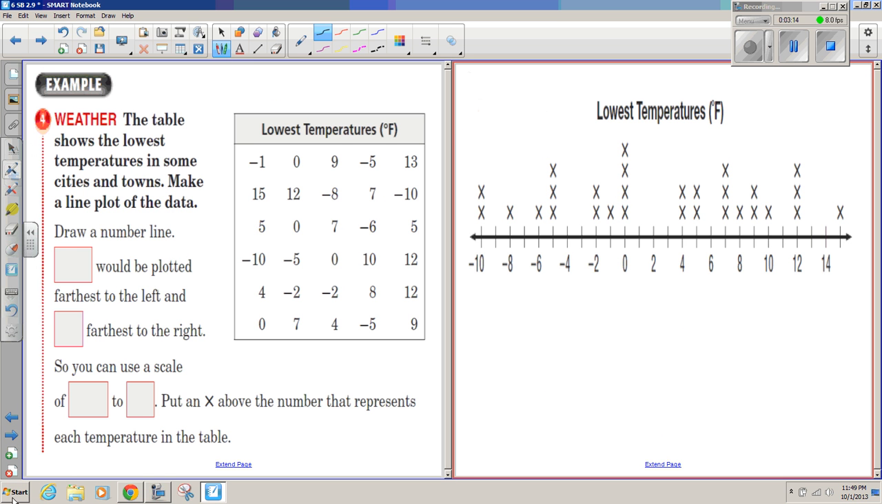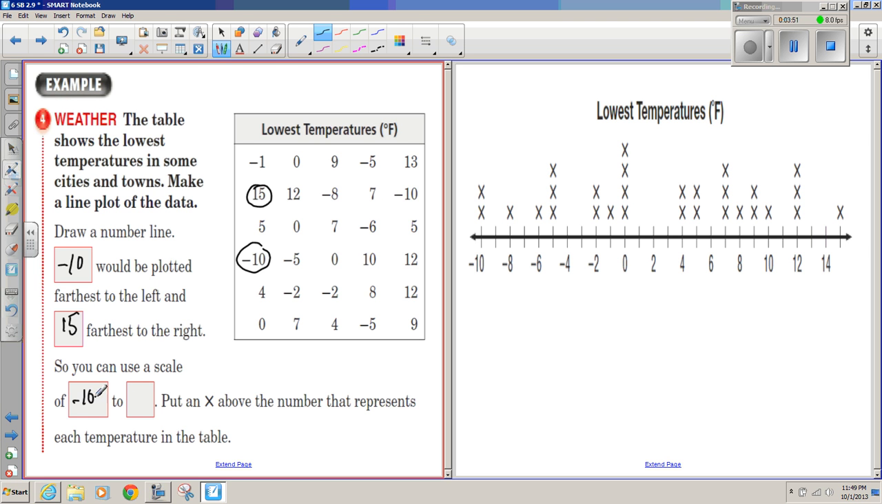All right. Here's a table. It shows the lowest temperature in some cities and towns. Make a line plot of the data. So draw a number line, and you would say that negative 10 would be plotted farthest to the left, because it's a negative number, and 15 furthest to the right. So negative 10 is the smallest, 15 is the biggest. You can use a scale of 1 from negative 10 to 15. And then put an X above the numbers that represent each temperature in the table.